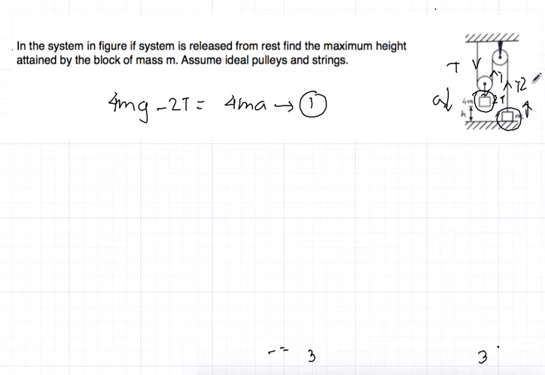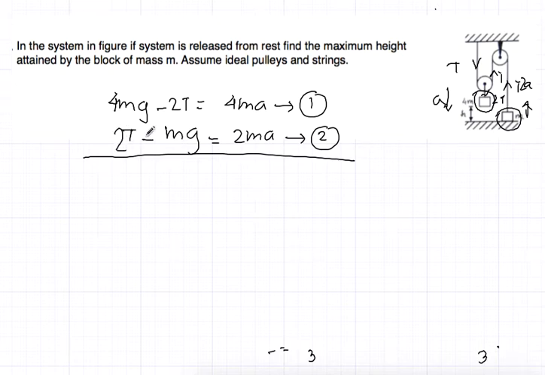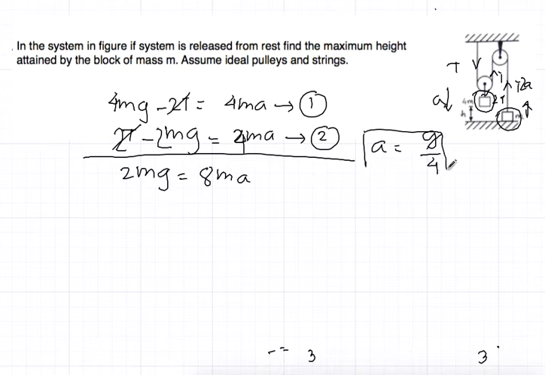What about this body? It is going up with acceleration of 2a. So T minus mg equals 2ma. This is my second equation. Let me solve it. I'll multiply it by 2, so this will become 4. I'll add it. So what do I get? 2mg equals 8ma. So essentially I'm getting a equal to g by 4. So this is my result.